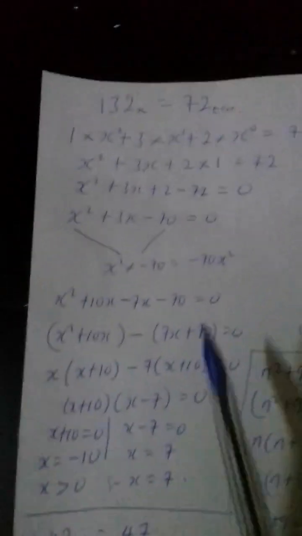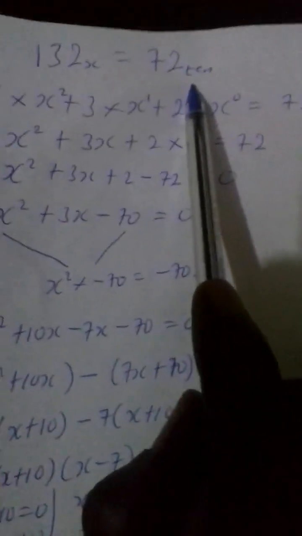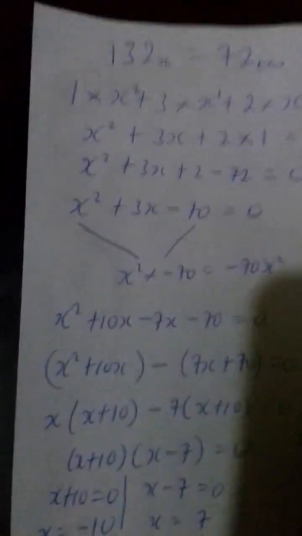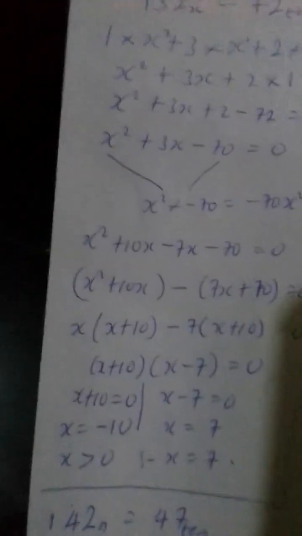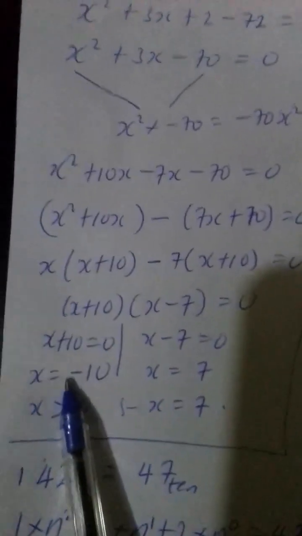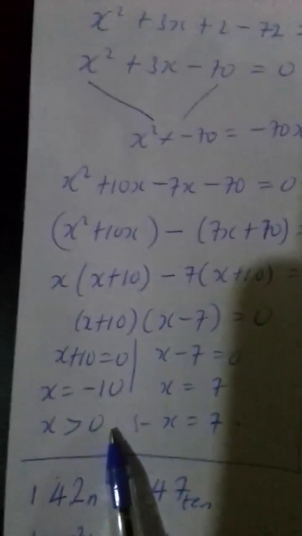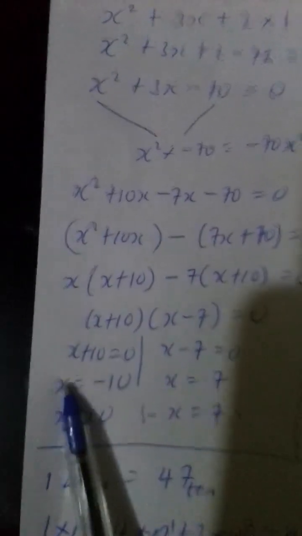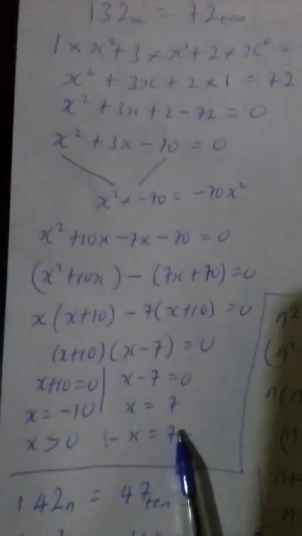But remember this is in base 10, number base. In number base, we don't deal with negative numbers. They are all positive, because number base 10 means 0 to 9. There is no negative there. That is why we will discard x equals minus 10, because the number should be bigger than 0. So x equals minus 10 will be discarded, and we take x equals 7 as the solution.